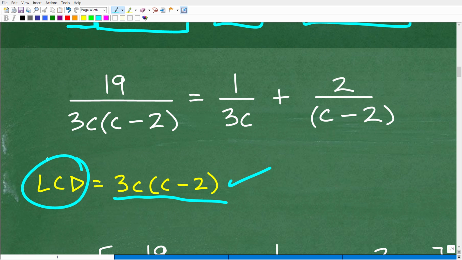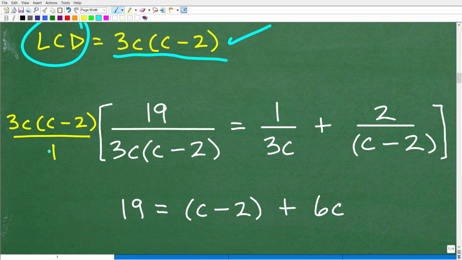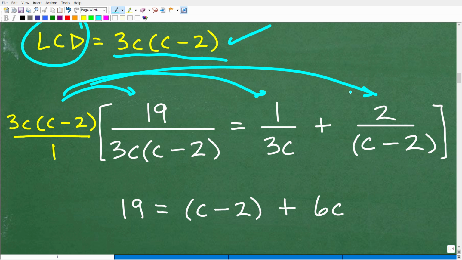All right, now that we know the LCD, we're going to multiply this entire equation by the LCD, because when you do that, we're going to clear away all these fractions, and it's just going to make things much easier for us. So let's go ahead and take the LCD, which is 3c times c minus 2, and we'll write this as a fraction because we have fractions here, and we're going to multiply the LCD by each term in the equation. All right, so we take this 3c times c minus 2 and we multiply by 19 over 3c times c minus 2. All these right here cross cancel, so we're left with 19.